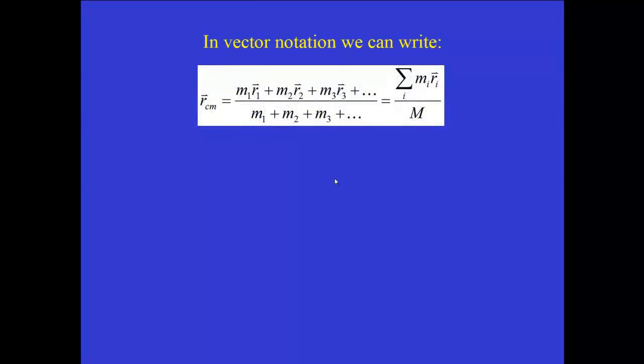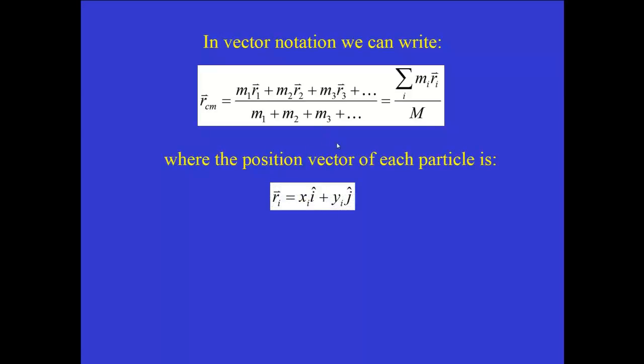In vector notation, which is going to make things nice for the derivation that I'll do in just a minute, instead of writing separate equations for each coordinate, let's just write down the vector position of each object as r1, r2, and r3, because those r vectors have within them the x and y coordinates, so that we would get the sum over all of the particles of the mass times the particle position divided by the total mass of the system. And as I said, each particle has a position given by that r sub i vector, x sub i i-hat plus y sub i j-hat.